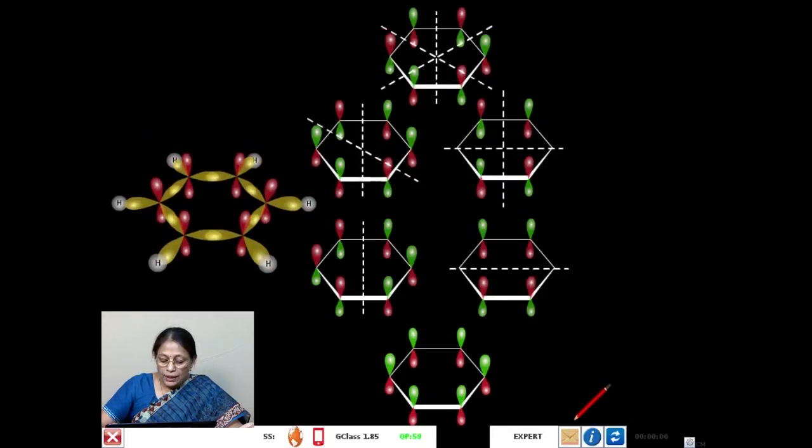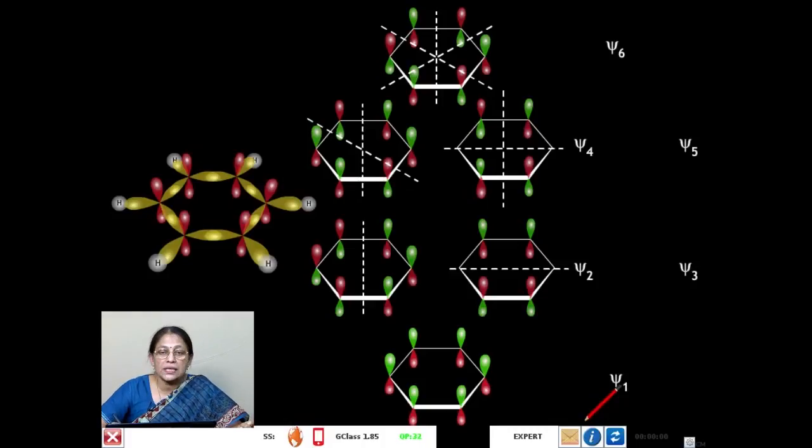Now, if we compare the energy of uncombined p orbitals with the combined p orbitals, we see that there are 3 orbitals which have lower energy than the corresponding atomic orbitals and 3 having higher energy. The ones which have lower energy are called bonding molecular orbitals, and the ones which have higher energy are called antibonding molecular orbitals. Now, these are the specifications of these molecular orbitals.